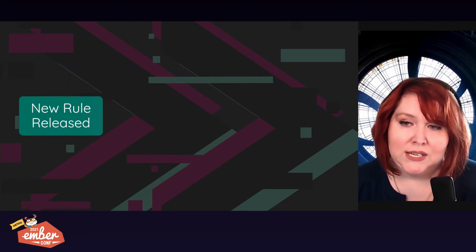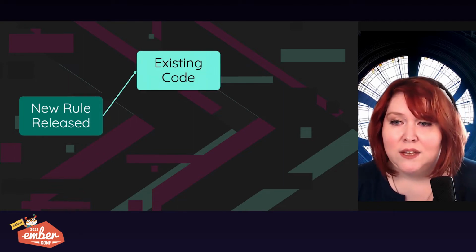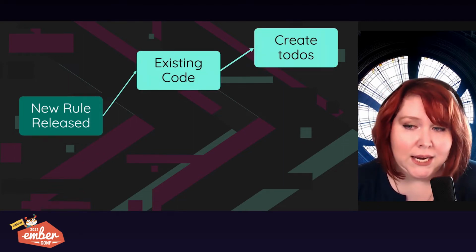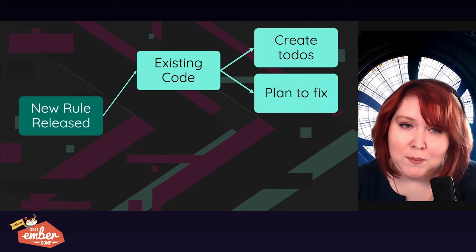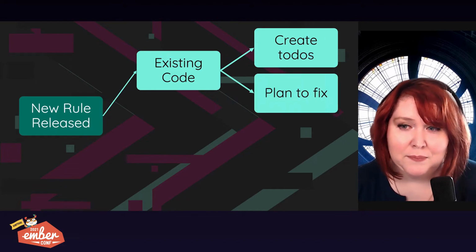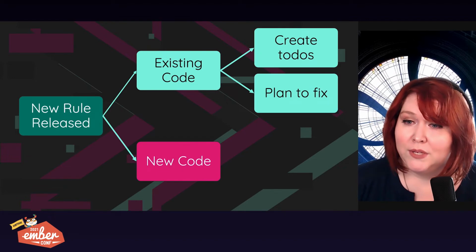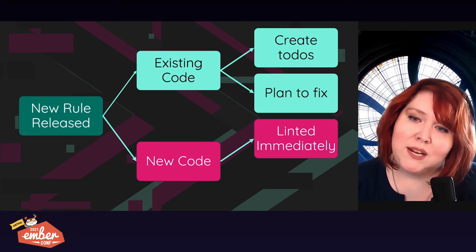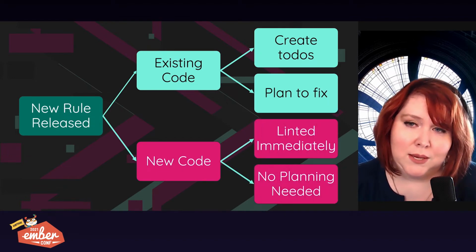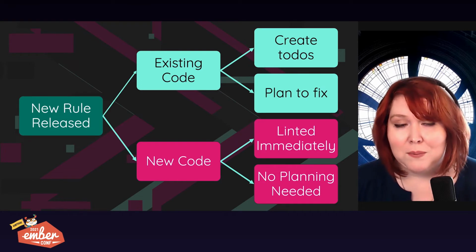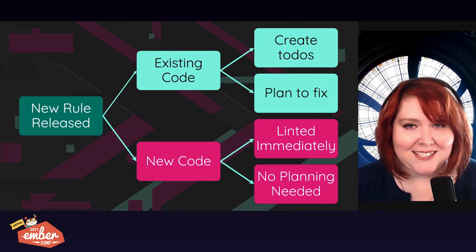Let's look at this from a different perspective, from the perspective of the code we already have and the code we will create. When a new lint rule is released, existing code will have to-dos created and teams can plan to fix incrementally. For new code, it's linted as the code is written, so no to-dos have to be created and no extra planning is needed. How great is that?